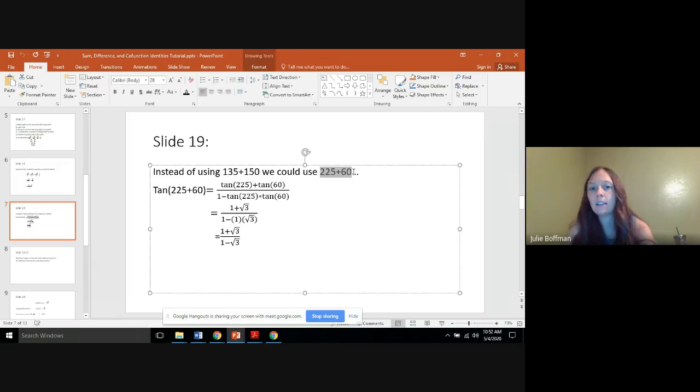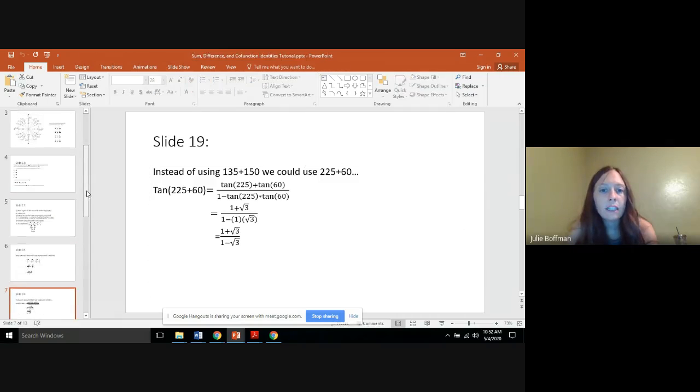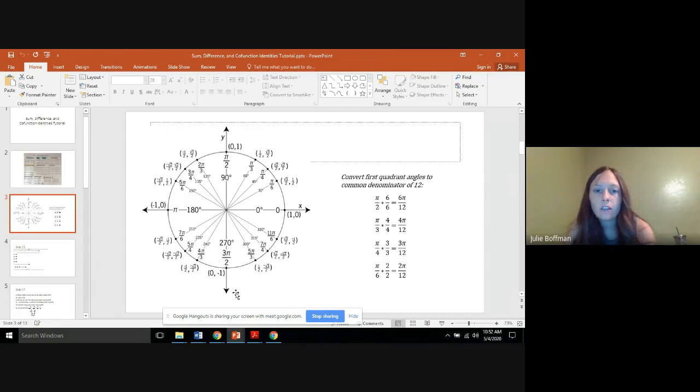225 plus 60. So you can pause the video and try that on your own with 225 and 60. If you do that and you break it up, and we're going to use the tangent formula for addition, we have tangent of 225 and tangent of 60 we need to find. 225 is in the third quadrant. We know a negative over a negative is going to end up being a positive, and they're the exact same number. So anything over itself is 1. So tangent of 225 is 1.